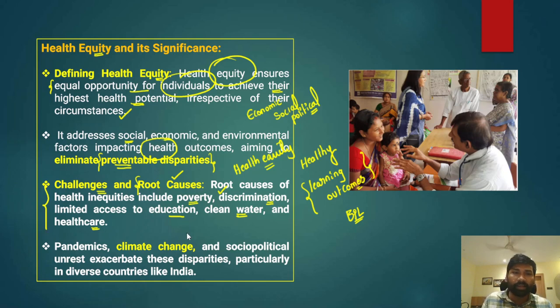Now, in fact, since 2020, we have seen a dangerous pandemic because of the COVID-19 virus. The pandemics and climate change have also become potential threats that human beings and wildlife have been facing. And after that, the socio-political unrest. When I say socio-political unrest, for example, we can say that the Myanmar issue is a socio-political unrest.